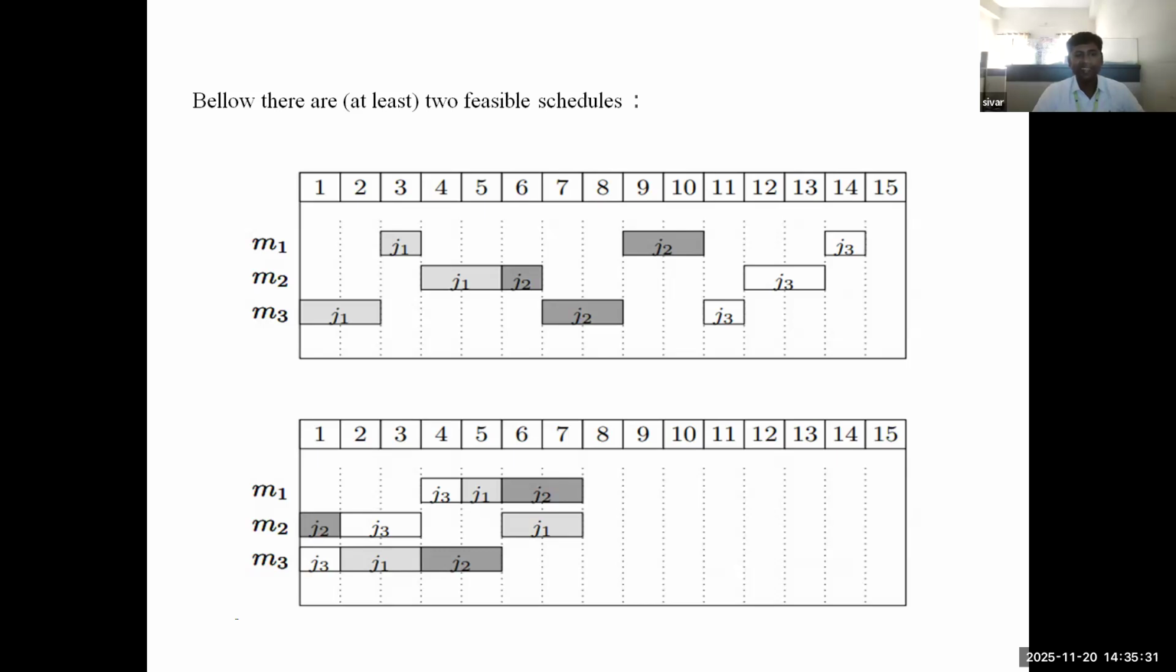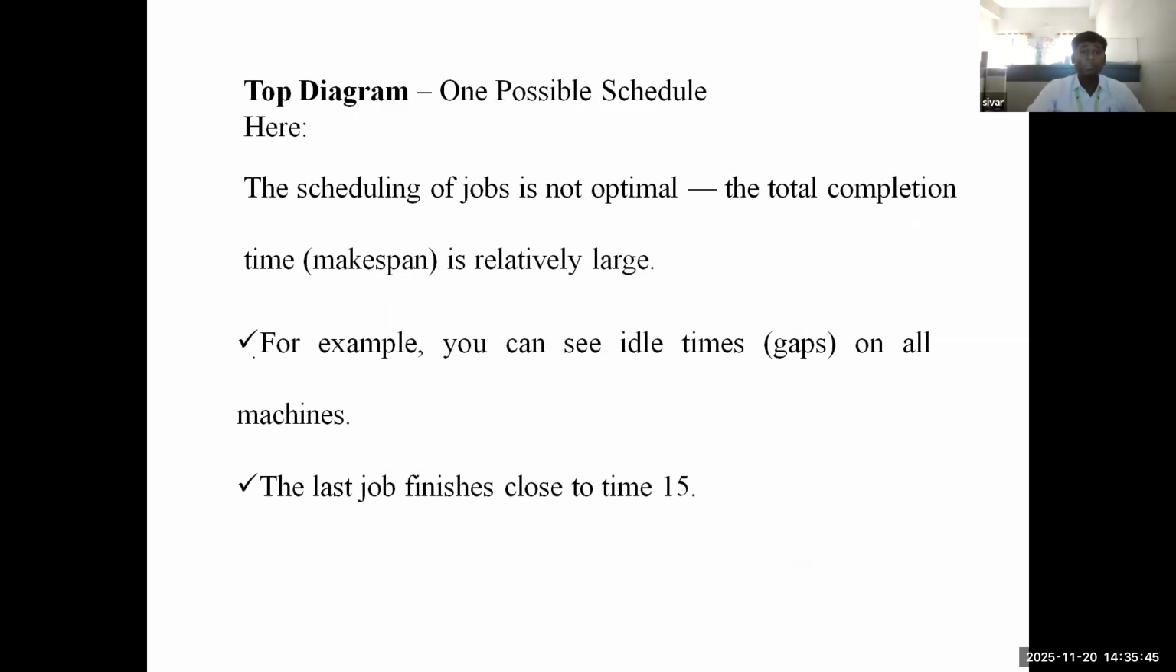Okay, once we look at the second Gantt chart also, job three, job one, job two overlap. Job two, job three also overlap. Job three, job one, job two also overlap. Okay, here the question is what is the minimum makespan time. One possible schedule is not optimal. The total completion time, the makespan, is relatively large. For example, you can see idle time gaps on the machines. The last job finishes at time 15.